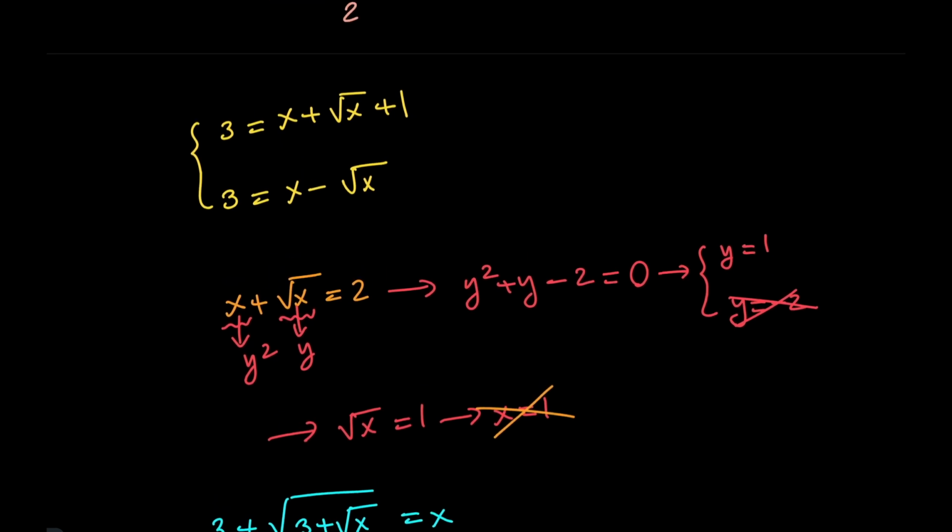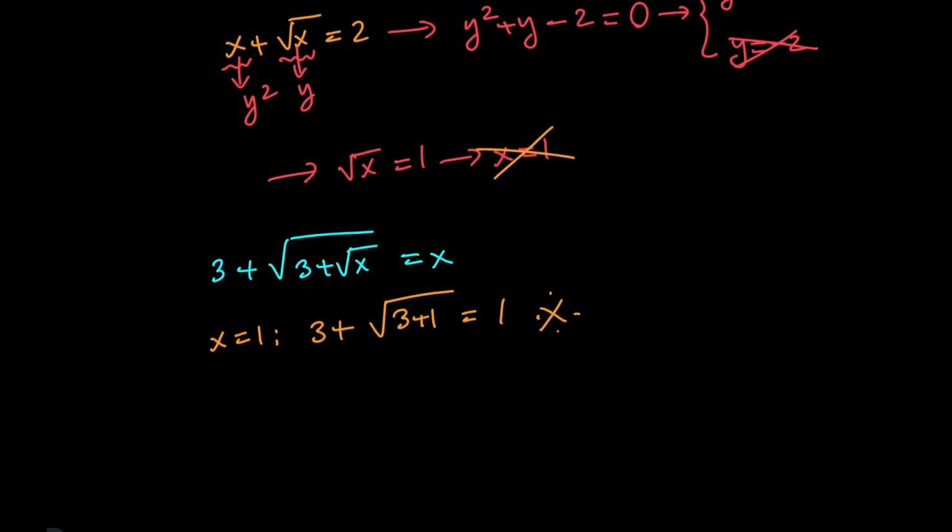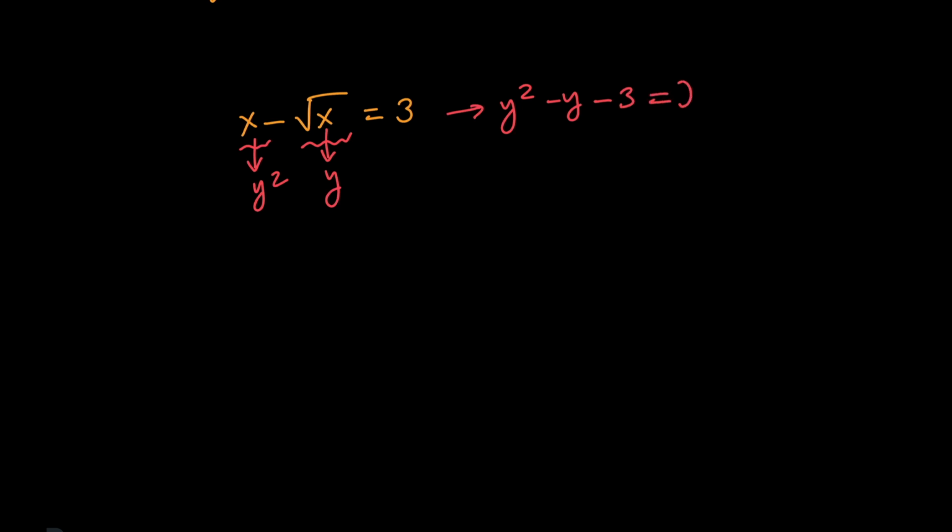So let's go ahead and take a look at the second equation, which is this one. So in the second equation, we have x minus the square root of x equals 3. Again, I'm going to go ahead and replace the square root of x with y. So this is going to be y squared, and we will have y squared minus y minus 3 equals 0.